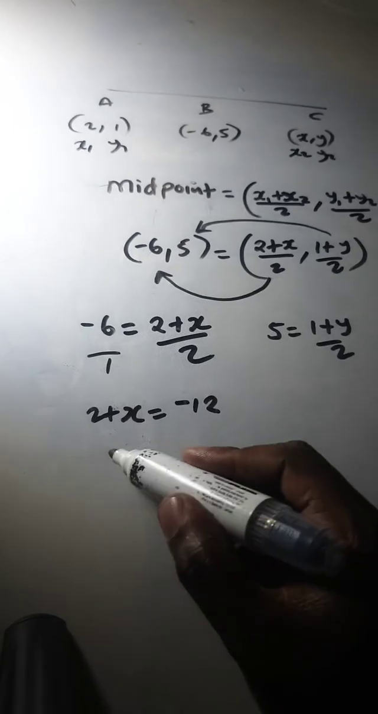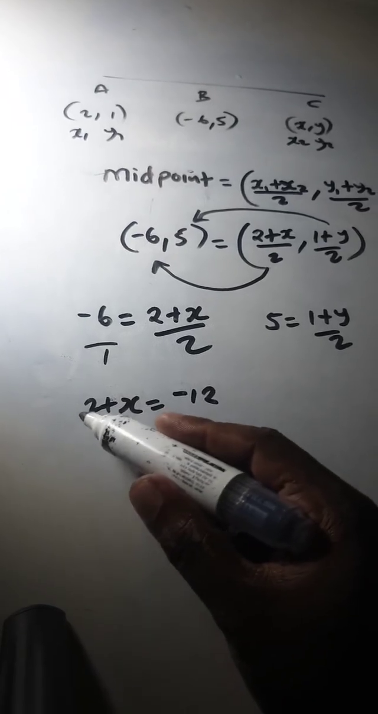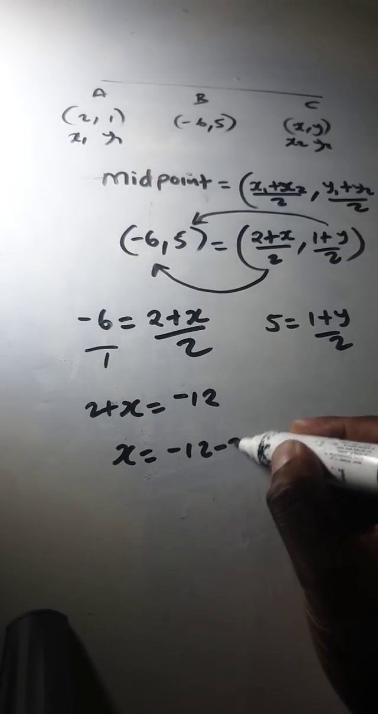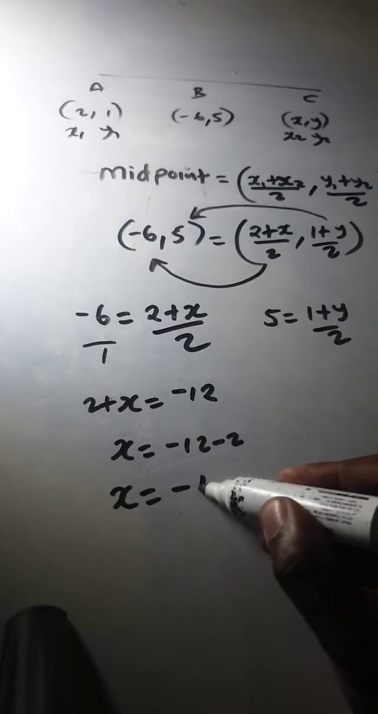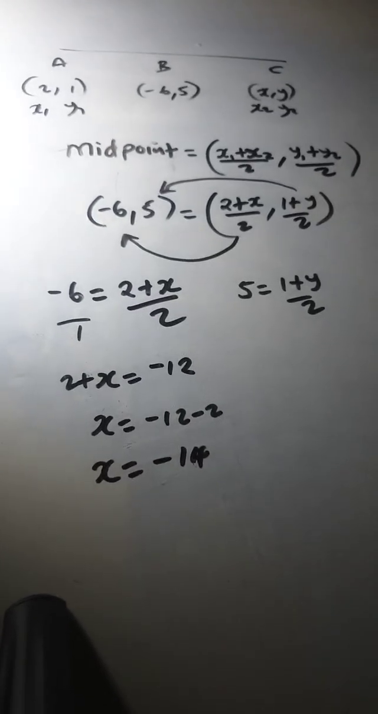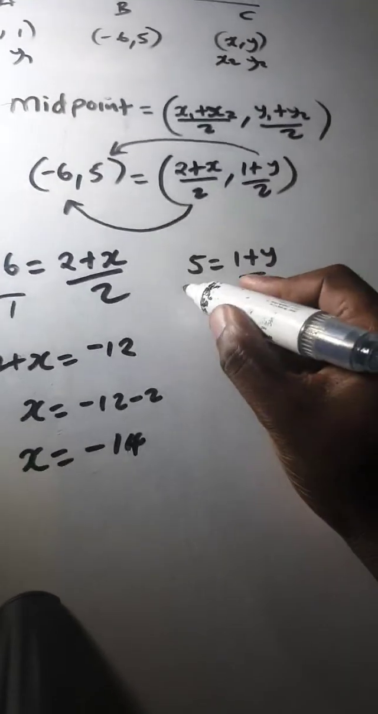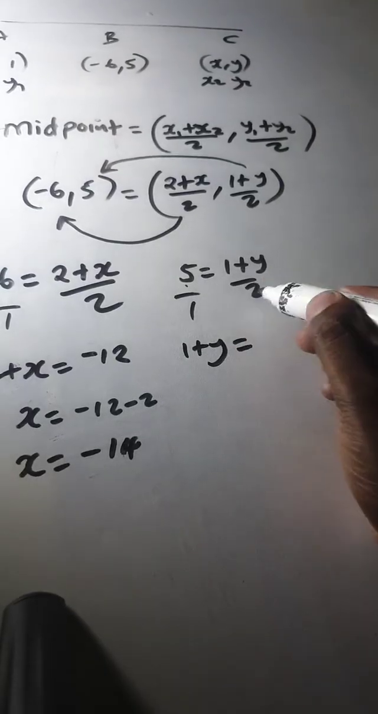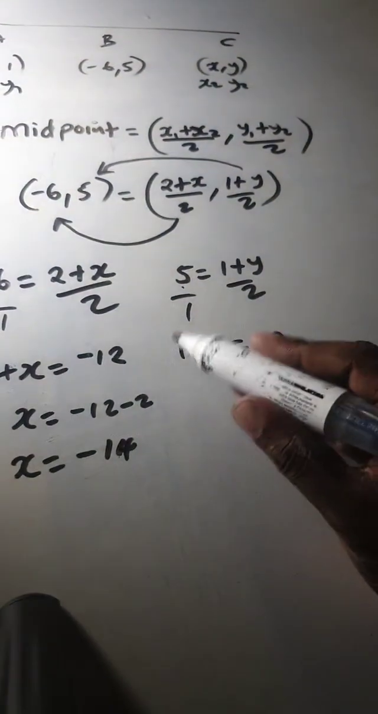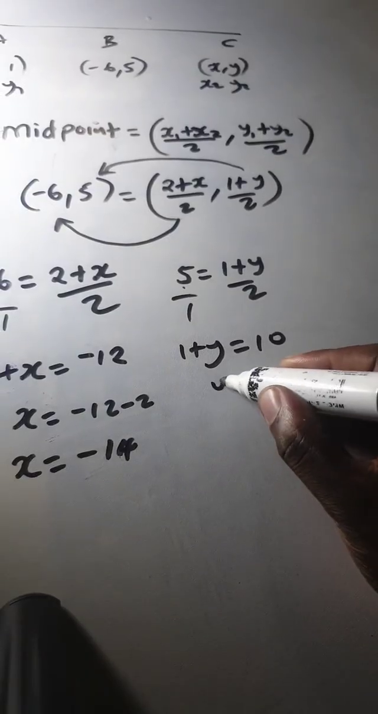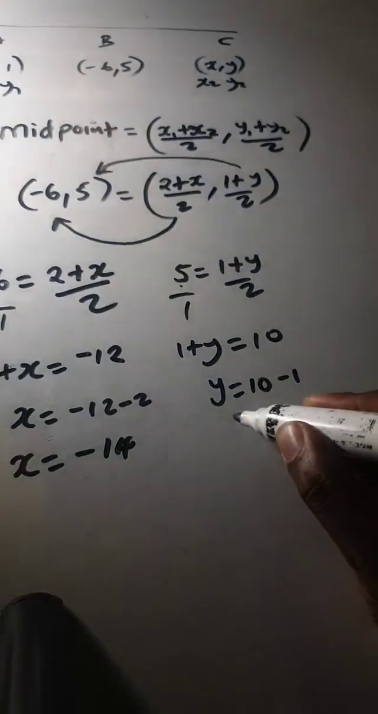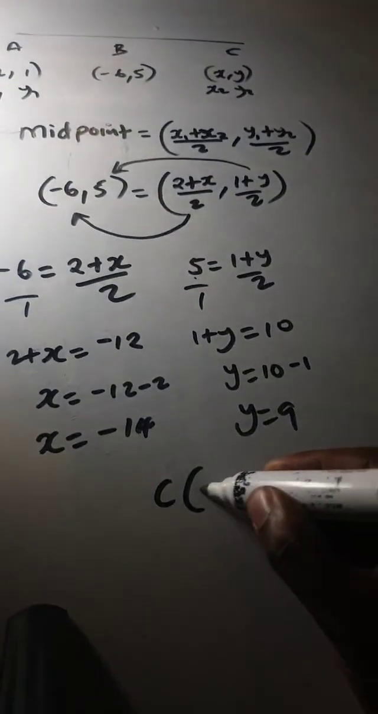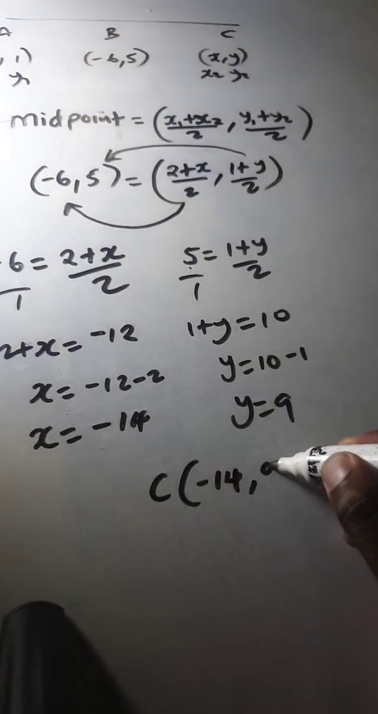Group the like terms: positive 2, by additive inverse, becomes negative 2 on the right. So x is equal to negative 12 minus 2. X is equal to negative 14. Cross multiply again: 1 times 1 plus y is equal to 5 times 2, which is 10. The 1 on the right side becomes negative 1, so y is equal to 10 minus 1. Y is 9. So what will be our coordinates for C? It will be negative 14, 9.